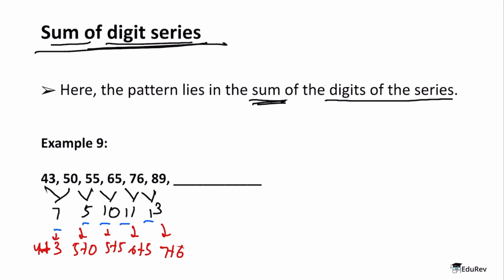According to this pattern, with 89, what we would do is 8 plus 9, which equals 17. So we have to add 17 to 89. And when we do that, we get the answer 106, which is the right answer for this particular series.